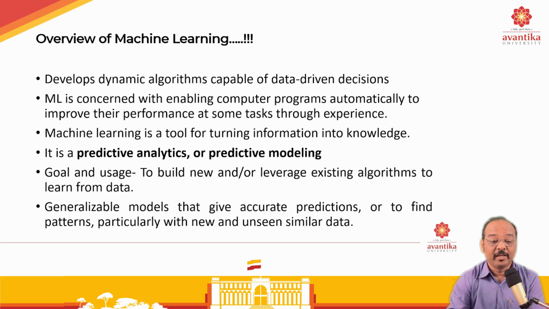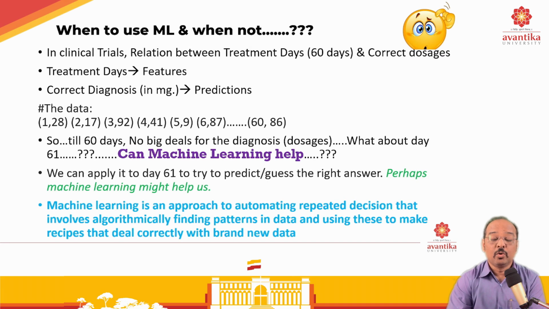So machine learning is working on the data. It is a dynamic algorithm which is capable of data-driven decisions. You can ask the question: when to use machine learning? If it is a data-driven analysis, data-driven decisions, unseen data, that is where to use it. See the example: in a clinical trial, the treatment dates, say for example 60 days, where the correct dosage after those 60 days needs to be predicted. So we can see that the correct dosage in milligrams, the predictions can be defined.